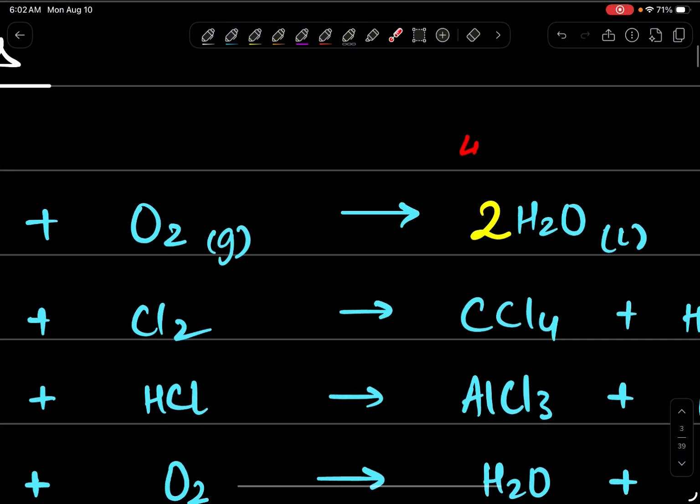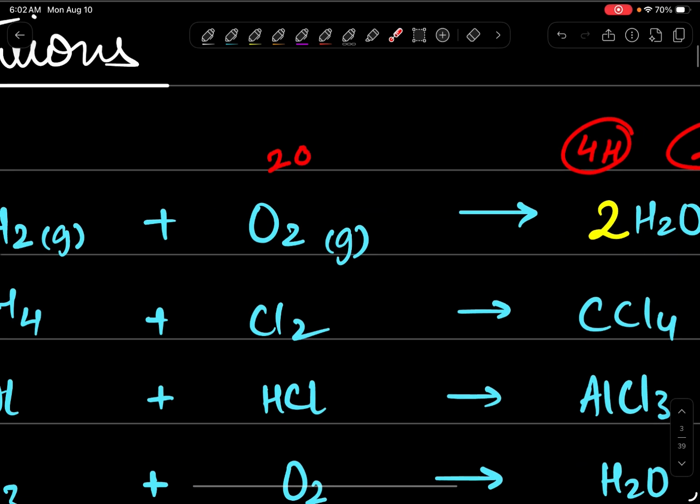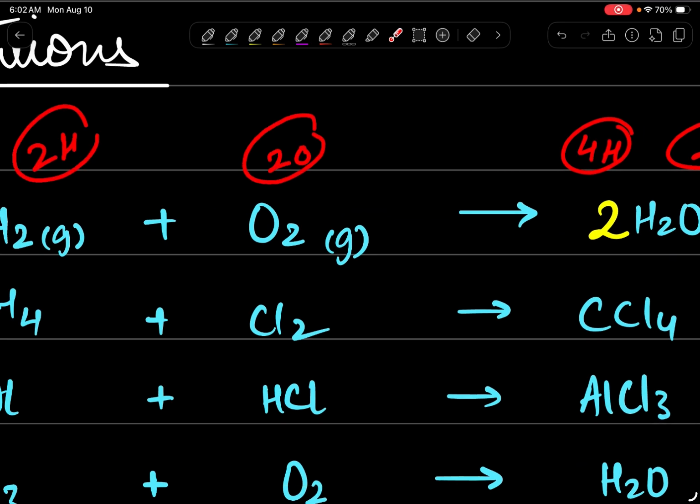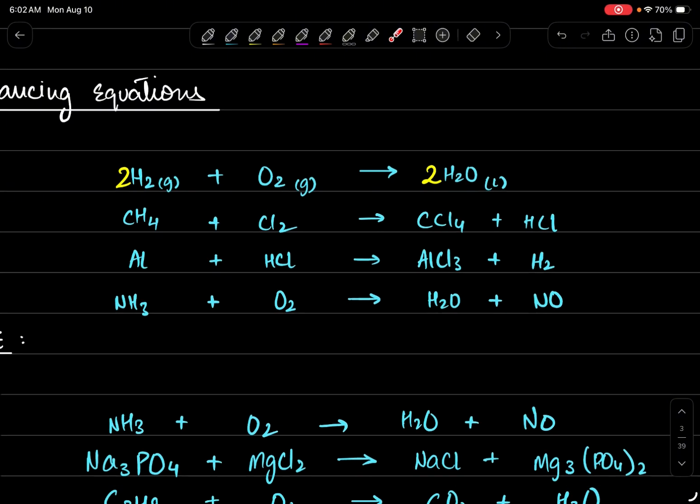So now we have 4 hydrogens here and 2 oxygens here, and we have 2 oxygens here and 2 hydrogens here. So we're still in a problem, because oxygens are now balanced, 2 and 2, but hydrogens are 4 here and 2 here. So if we add a multiplier here, a 2 here, that makes up 4 hydrogens here, 4 hydrogens here, 2 oxygens here, 2 oxygens here. That is a very simple task, right? So let's practice some more equations. How do we balance that? We just need to add multipliers.